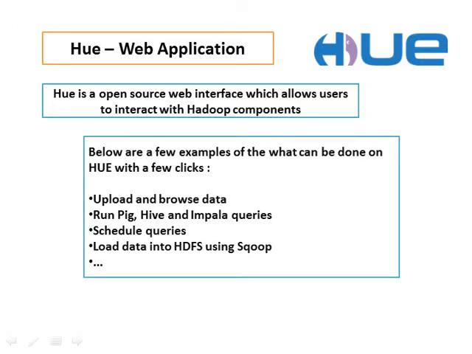Hue is an open source web interface which allows users to interact with Hadoop's components. Below are a few examples of what can be done on Hue with a few clicks. For example, upload and browse data, run Pig, Hive, and Impala queries, schedule queries, load data into HDFS using Sqoop. For more information on Hue, go to www.gethue.com.